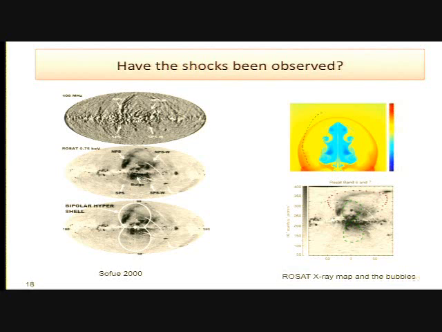Originally, there are lots of different scenarios to explain these shell X-ray structures. Like in the Sofue model, they propose these shell structures are produced by a starburst event at the galaxy center, like 10 or 20 million years ago. But in our scenario, we can explain them by just this AGN jet event, the Fermi bubble event, with much higher energy and a short time scale.